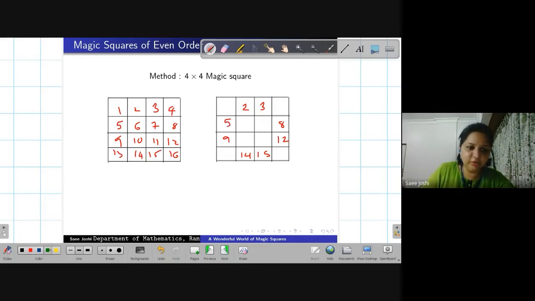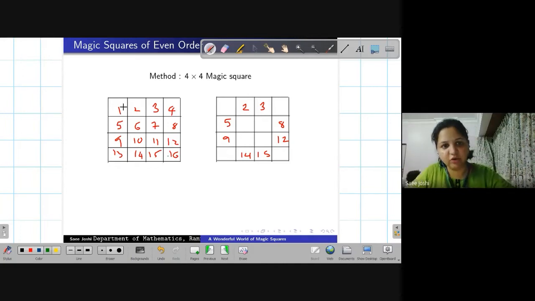Okay, so let us see what we do with the remaining entries. So you look at the entries which are cross diagonal. Okay, so those entries which are equidistant, you flip them. Okay, so that means 16 goes here, 1 goes here. Then 13 goes here, 4 goes here. That means 4 is coming here and 13 goes there.